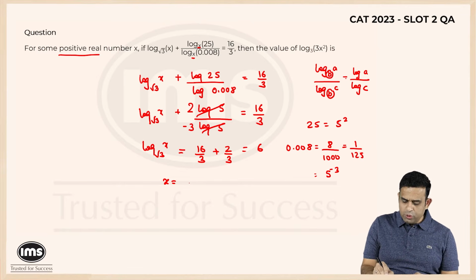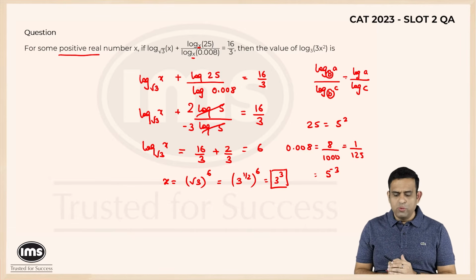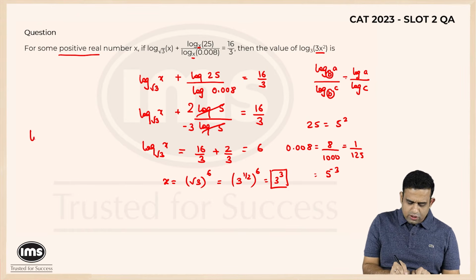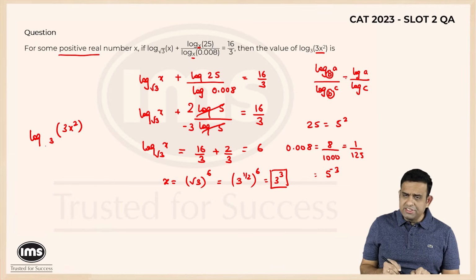So the value of x would be equal to root 3 raised to 6, which is 3 raised to half, whole raised to 6, giving you 3 cube. So we have got the value of x to be equal to 3 cube, and now we can easily find our answer. It says log of 3x square base 3.